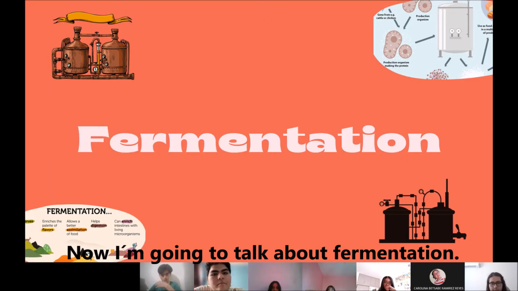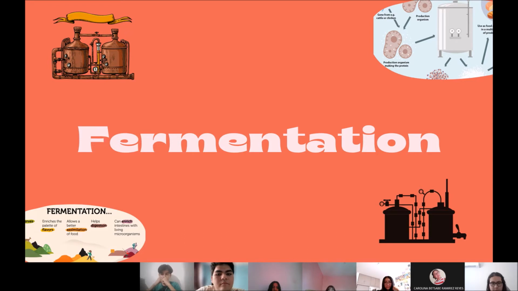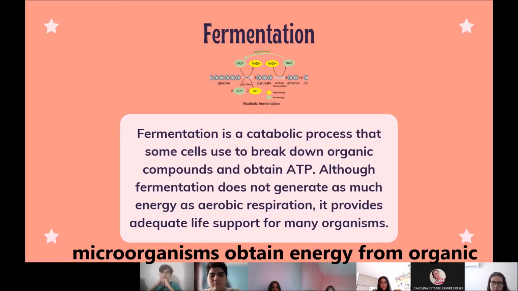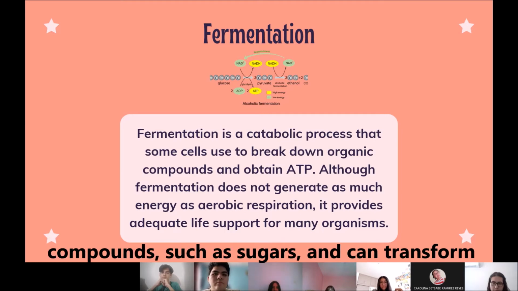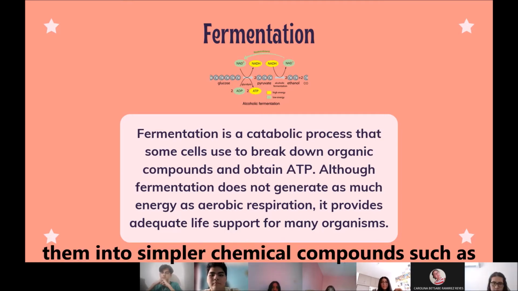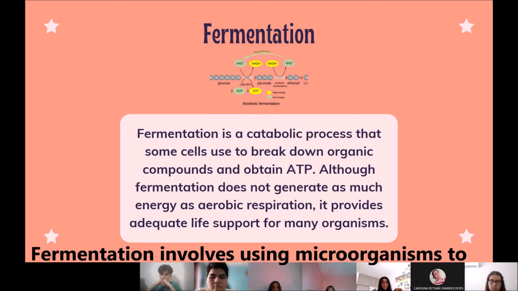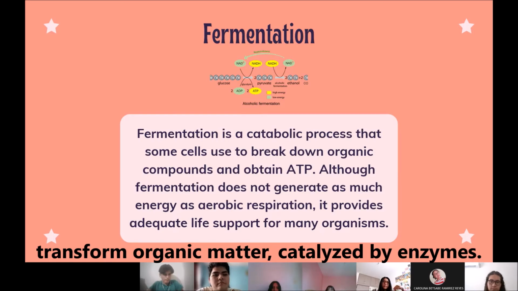Now I'm going to talk about fermentation. Fermentation is a catabolic process by which microorganisms obtain energy from organic compounds such as sugars and can transform them into simple chemical compounds such as carbon dioxide, acids, alcohols, among others. Fermentation involves using microorganisms to transform organic matter catalyzed by enzymes.